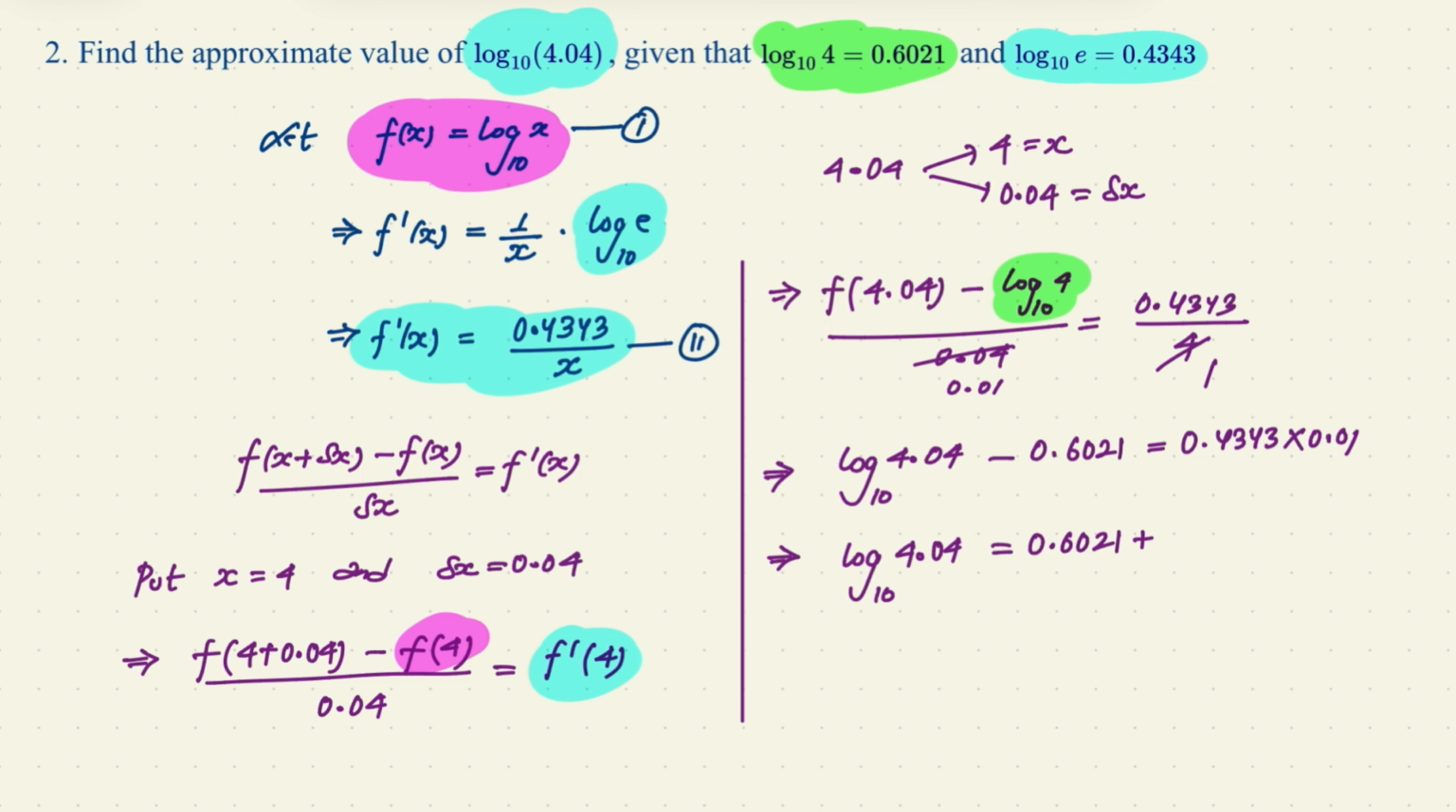So this implies log of 4.04 with base 10 equals 0.6021 plus, if I multiply these two, then I'll get 0.0043, and on adding these two numbers I will have 0.6064. So this is the approximate value of log 4.04 with base 10.